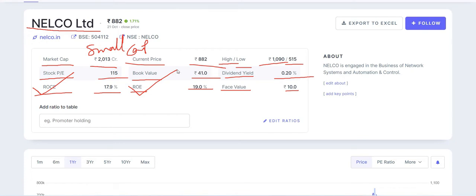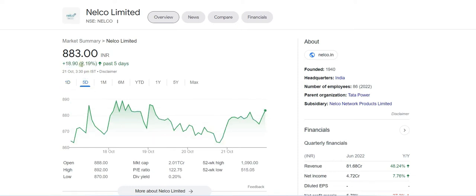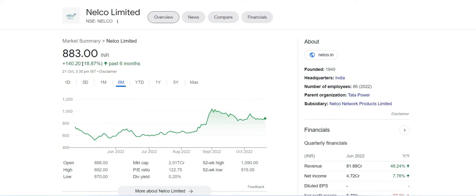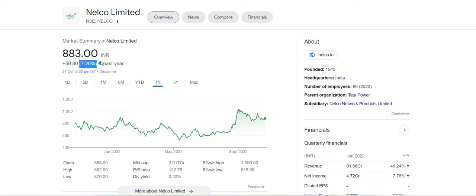Now we will see how the company has delivered returns to the investors who have invested money. So we'll check out the returns in months and in years for investment purposes. If you click on 1 day, it has given a return of 1.83%. On 5 days, it has given a return of 2.19%. On 1 month, it has given a negative return of minus 3.16%. In 6 months, it has given an 18.87% positive return. Year to date, it has given a 22.72% positive return. In 1 year, it has given a 7.26% positive return.